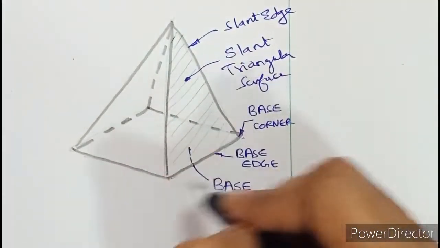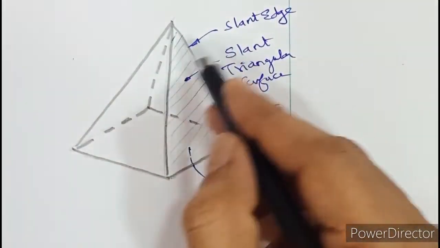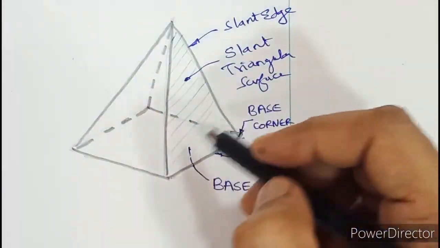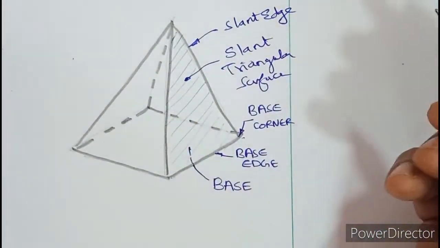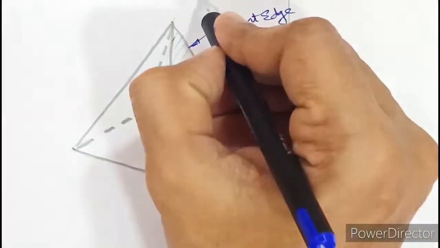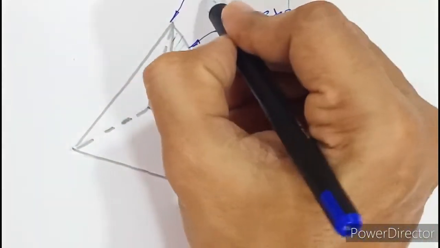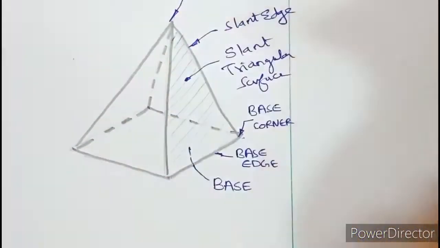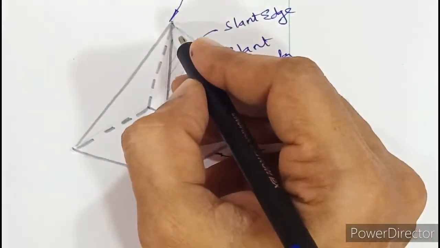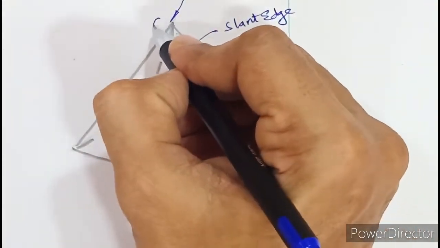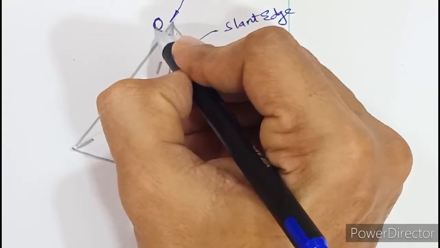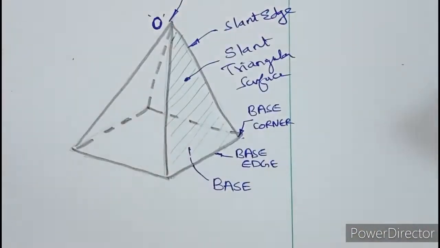Now if it is a square pyramid, you will find 4 slant edges. If it is a pentagonal pyramid, there will be 5 slant edges, and so on. All these slant edges meet at the top, and this gives rise to the apex. So the apex is a corner and is denoted by point O. Remember, in this topic, O is nothing but the apex of the pyramid.